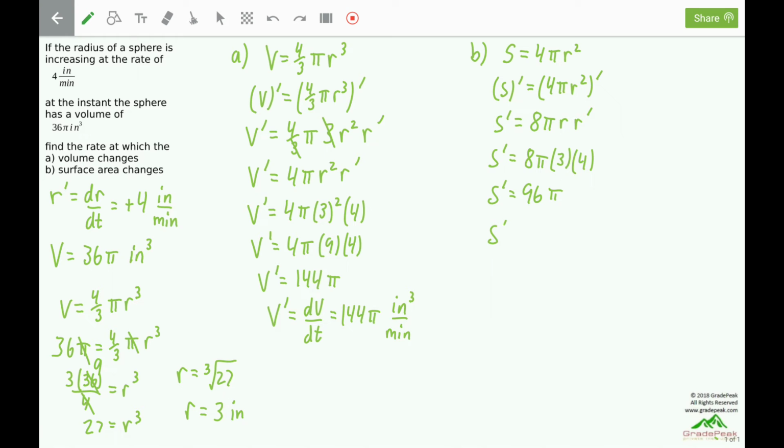So s prime, or ds/dt, is 96 pi, and it'll have units of surface area. Area is always measured in length squared. Our length in this problem is inches, so this will be inches squared over time, and our time in this problem is measured in minutes, so it'll be inches squared per minute.